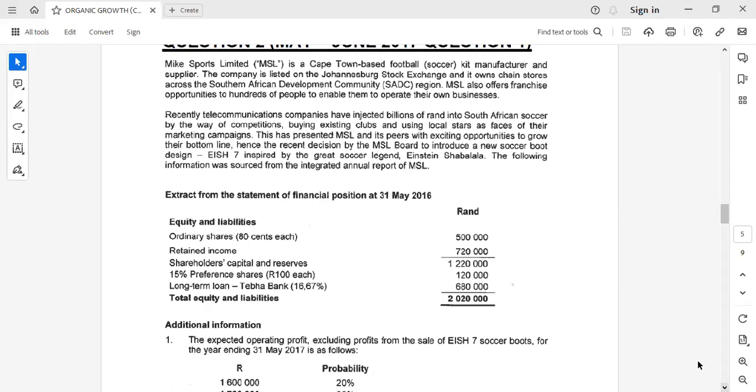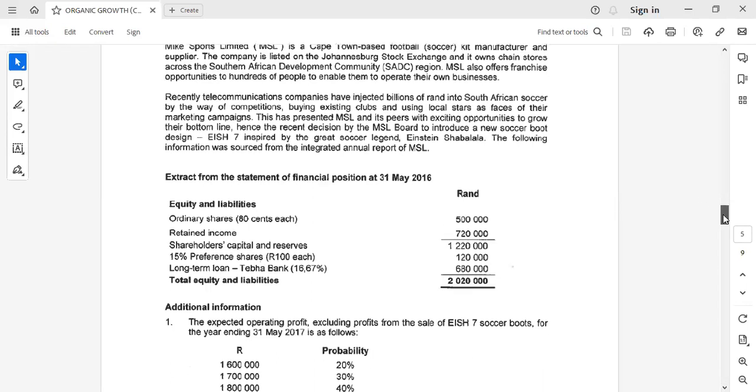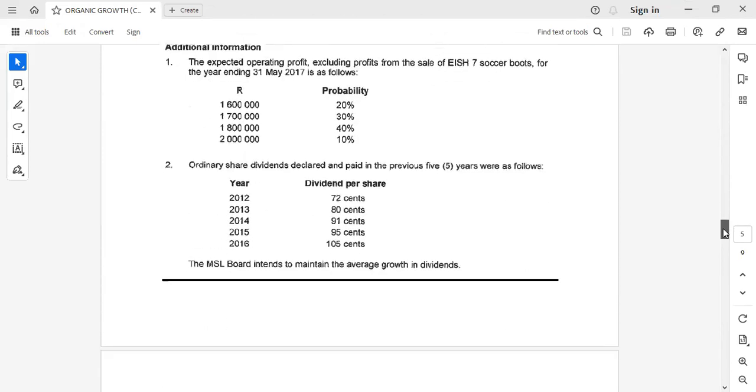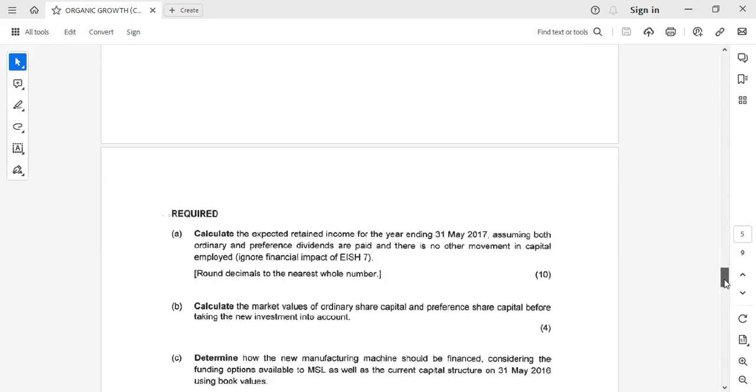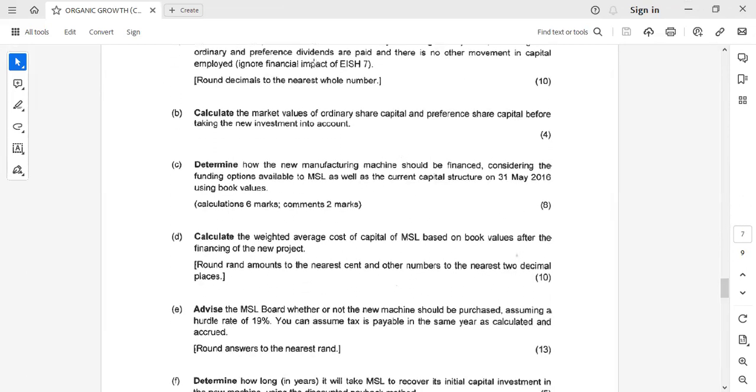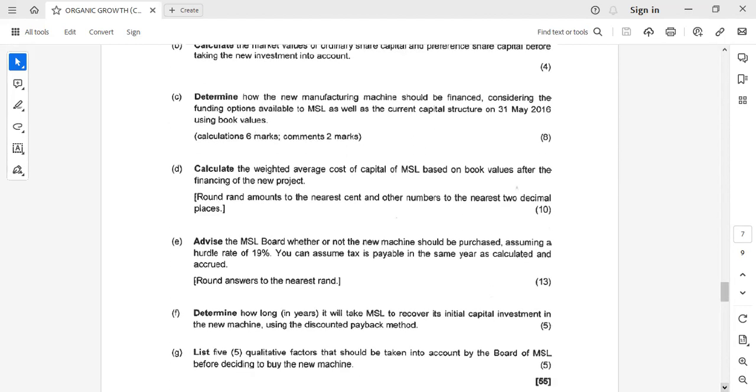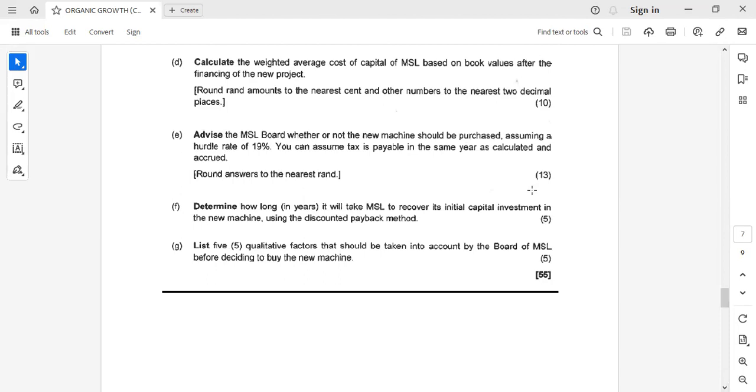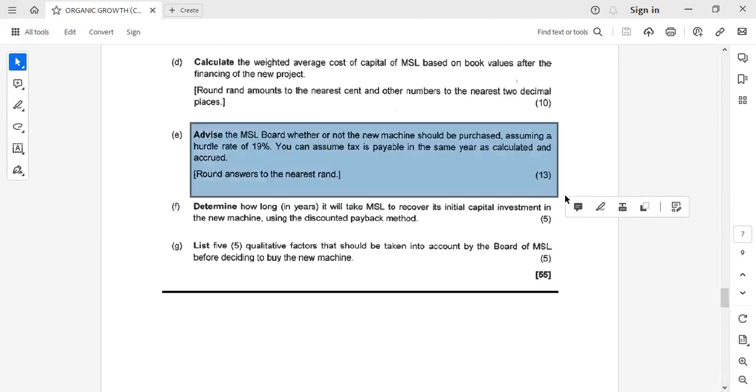Right, so this is the report there. Now the question is, we're not dealing with A, B, we're starting from number E. We'll be doing part E. Advise the MSL board whether or not the new machine should be purchased, assuming a hurdle rate of 19%. You can assume tax is payable in the same year as calculated in the accrued. Right, so here we're going to use what?